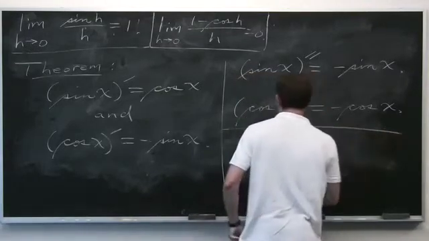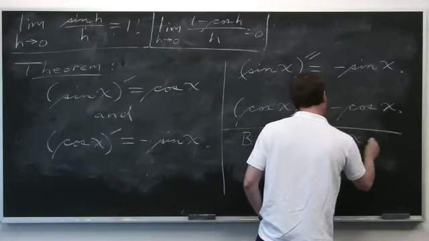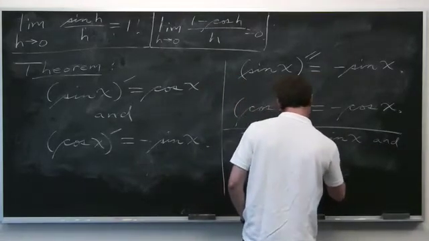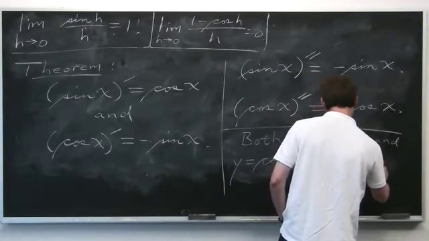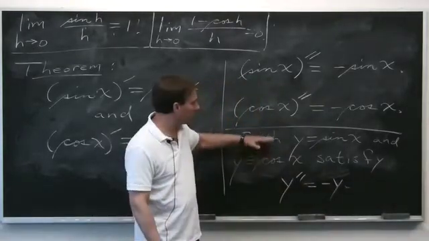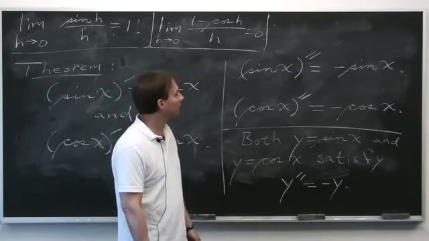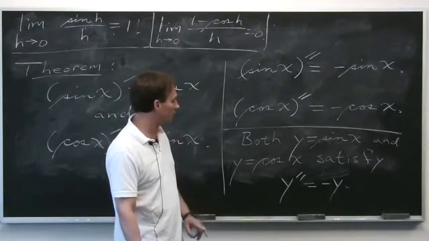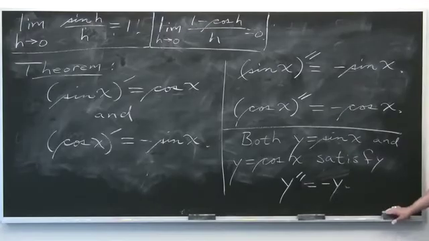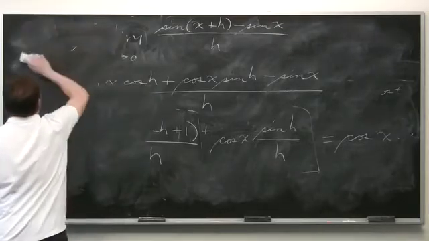Both y equals sine of x and y equals cosine of x satisfy, well, a differential equation, namely that y double prime equals negative y, right? Sine and cosine both satisfy the property that if you take their second derivative, you end up with negative what you started with. And in fact, you can show, and it's in the book, I'm not going to do it, that anything with this property, that its second derivative equals negative the function itself, has to be some constant times sine plus some constant times cosine.